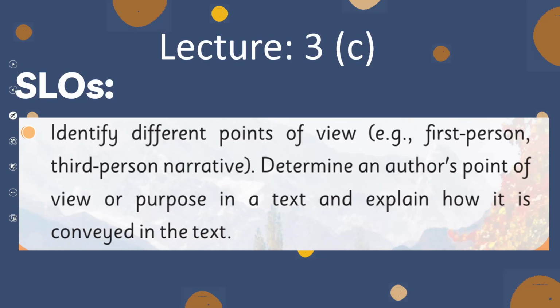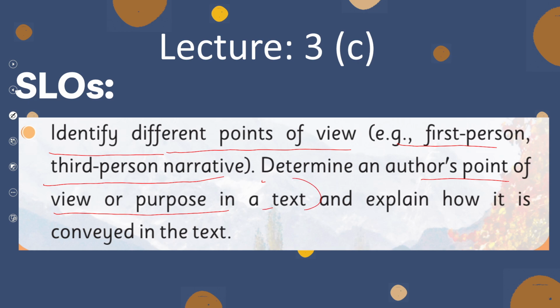Now, for lecture number 3C, we will identify different points of view. For example, the first person or the third person narrative point of view. We will determine an author's point of view or purpose in a text and explain how it is conveyed in the text. So, we will be focusing on narrative styles in different points of view with examples.